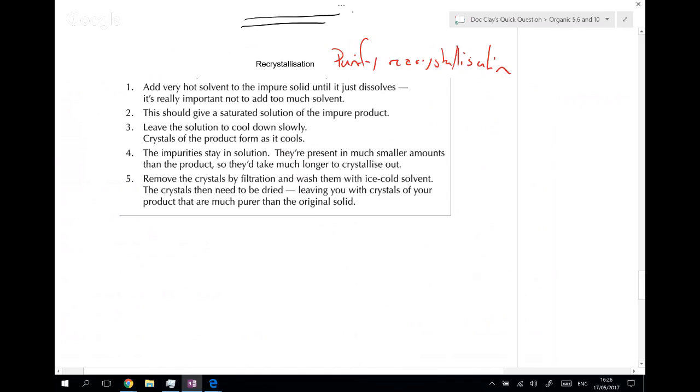Cool. So the thing about this is you're going to use a hot solvent, okay? And the other thing is you want your substance to be soluble in the hot solvent, and you want it to be fairly or close to insoluble in the cold solvent.